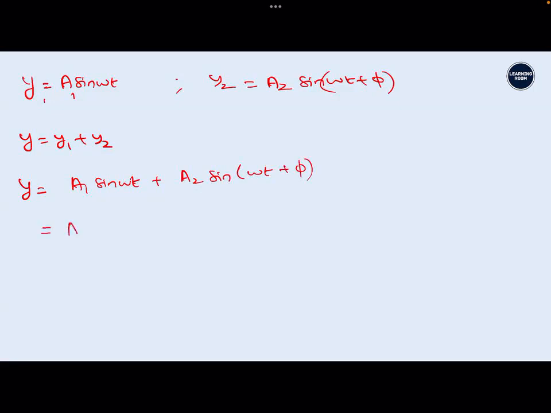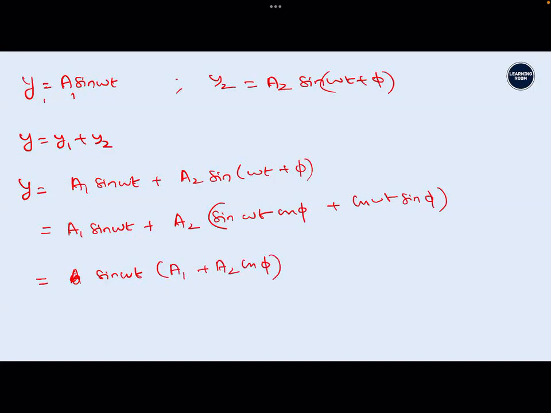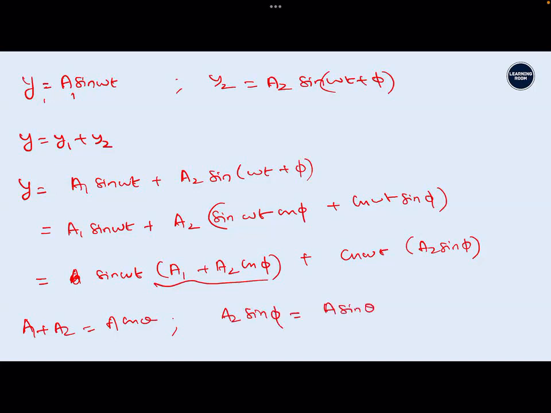Is that right? So you will have A1 sin omega t plus A2 into sin omega t cos phi plus cos omega t sin phi. Is that clear? So then what will you have? You will have sin omega t into A1 plus A2 cos phi plus cos omega t into A2 sin phi. So A1 plus A2 cos phi, what did we take it as? You took it as A cos theta, and A2 sin phi we took it as A sin theta.